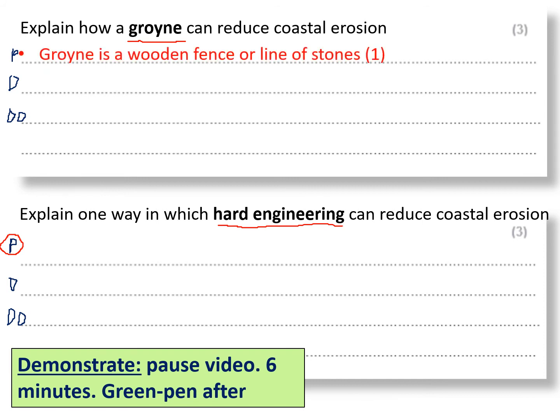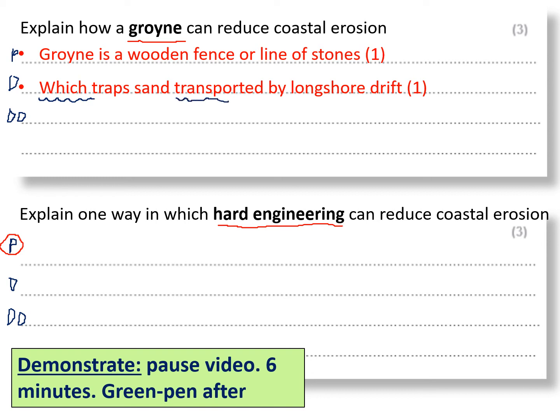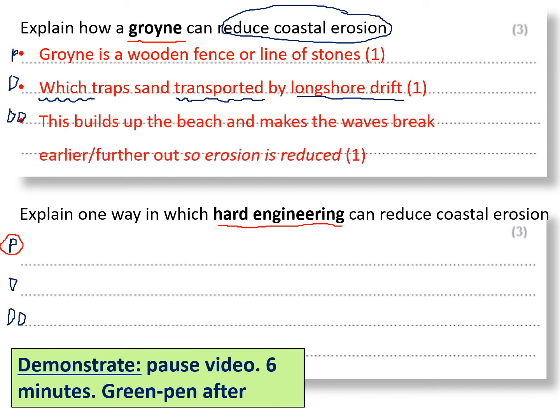So here's the answers. So what we needed to say what a groyne was. It's a wooden fence or a line of stones. Point. This word which is in there, which is excellent, that allows us to start making a chain of reasoning. Which traps sand, transported, we've got the name of a process, by longshore drift. But how does it, let's go back to the question, how does it reduce coastal erosion? This was the last bit. This builds up the beach, you could have said, or you could have said the waves break earlier, further out, so erosion is reduced. Mark it, green pen, what you didn't get right.